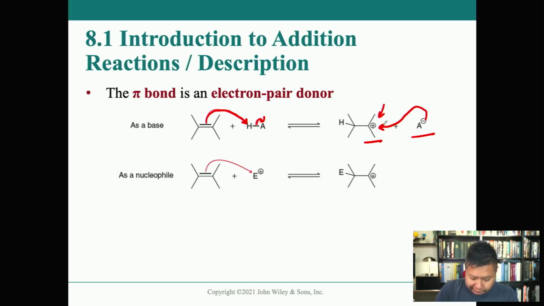You can also use the double bond as a nucleophile, right? The pi bond. And the nucleophile can do a nucleophilic attack on an electrophile, right? And then you have the electrophile attached there on one side of what used to be a double bond, and then you again have a tertiary carbocation there. Okay.